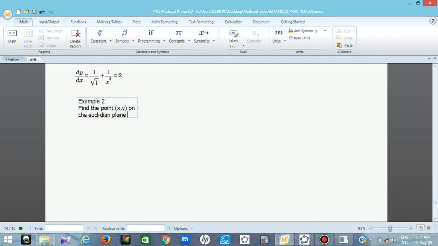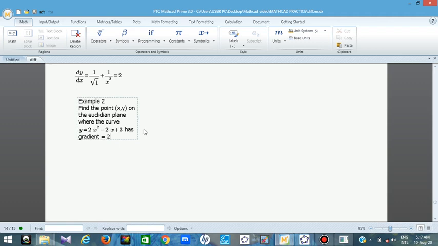On the Euclidean plane, find the point where the curve, so this is the curve now, y equals 2x squared minus 2x plus 3, has gradient 2. So the question can come in this form.